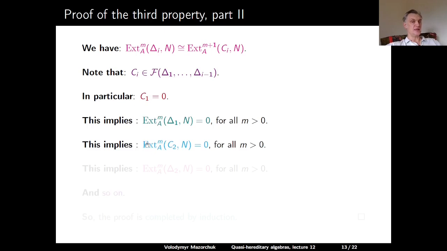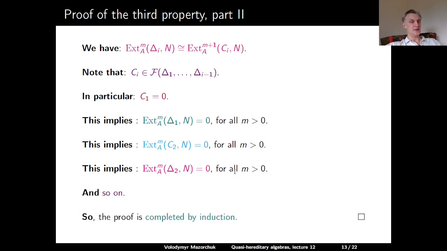But then this implies that all Ext^m(C_2, N) are 0, because C_2 has a filtration with subquotients Δ_1. But then this implies that all Ext^m(Δ_2, N) are 0 for all m greater than 0, and so on. So by induction, we prove that all extensions from all standard modules into N vanish. Of course, all extensions of positive degree.